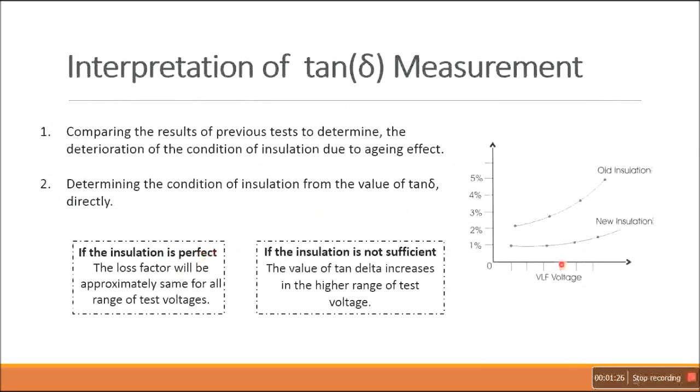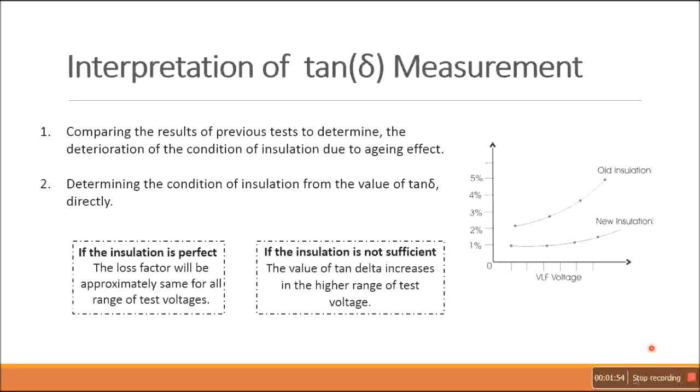Interpretation of tan delta measurement. Once you have measured the tan delta value for a transformer or a bushing, you have to interpret the result. What does the result mean? First, compare the present result with any previous test result that you have. If there is any increase in the tan delta value, then definitely there is deterioration in the condition of the insulation due to aging effect.